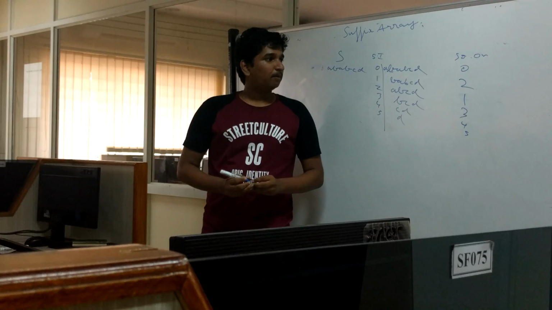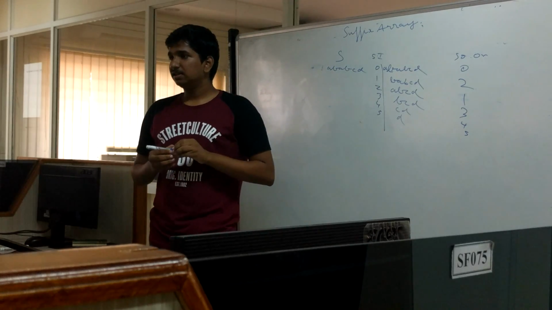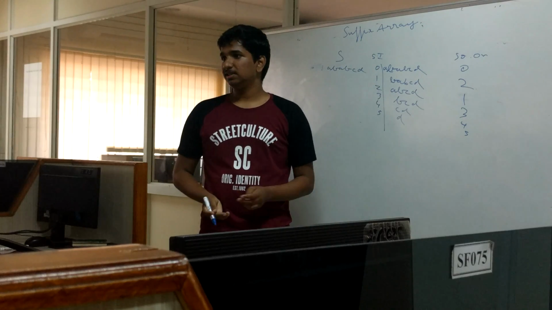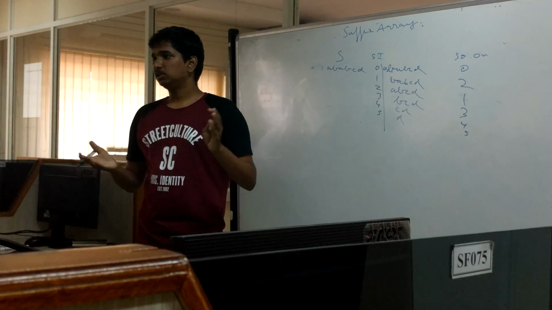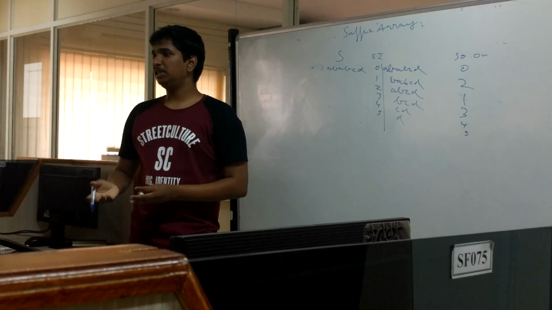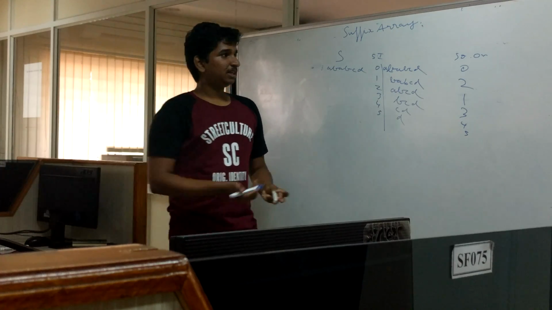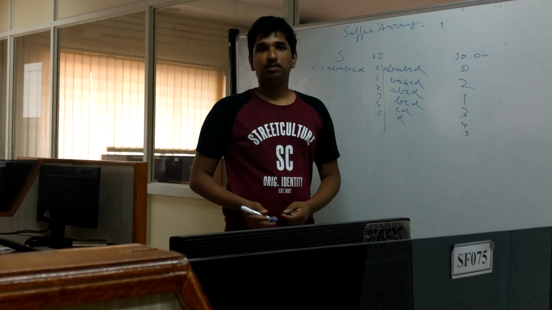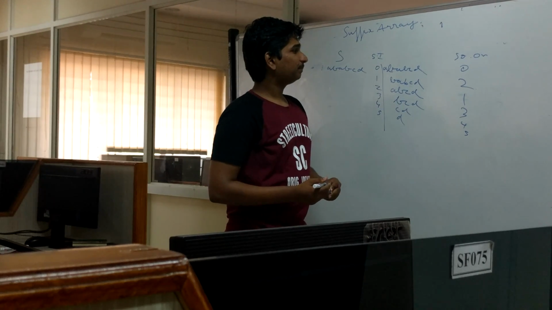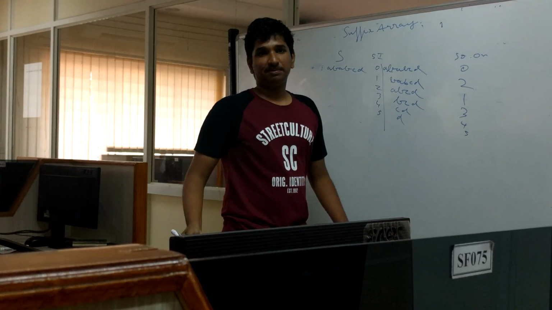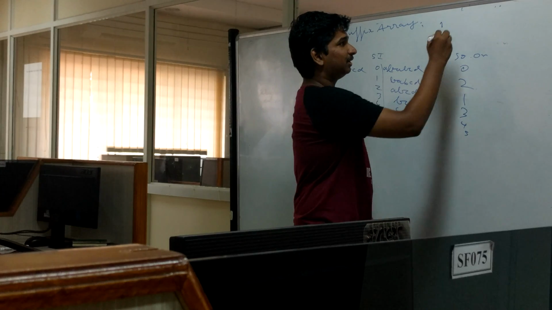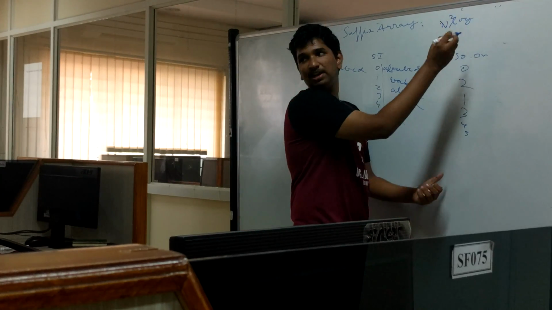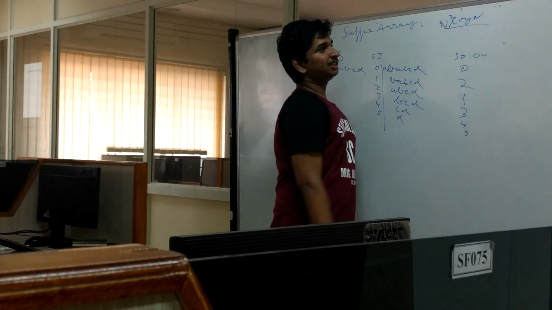So how do you build the suffix array then? The brute force method will be to find all the suffixes, store them in a vector of strings, and sort them lexicographically. What will be the complexity of that? N square space, and what will be the time? N square log n. N square is the total size, and because of the sorting we will have n square log n. So this is the brute force.